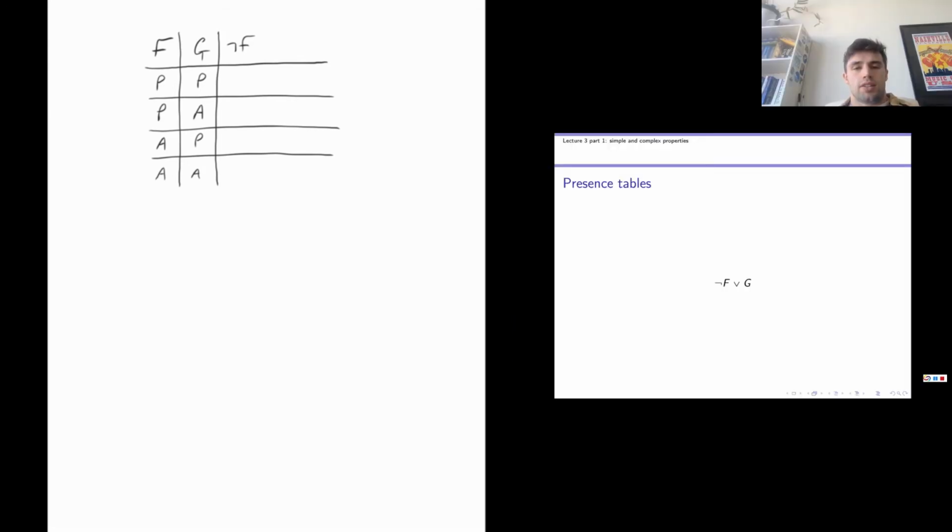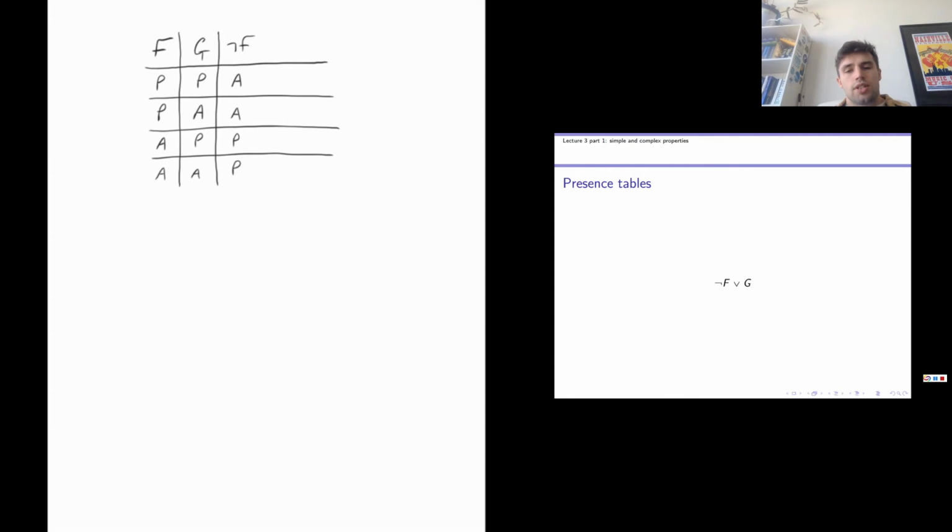So we should have this. In the first two rows, f is present, so by the negation rule, we know that not f is absent in those two rows. And in the third and fourth rows, f is absent, so by the rule for negation, we know that not f is present in those rows. So that is the presence table for not f.